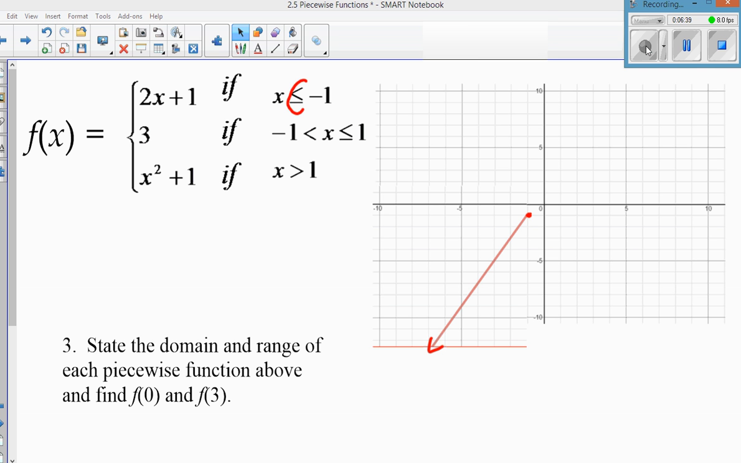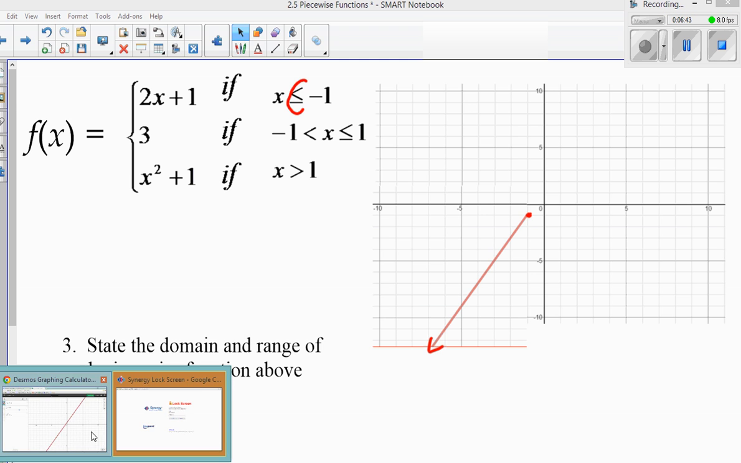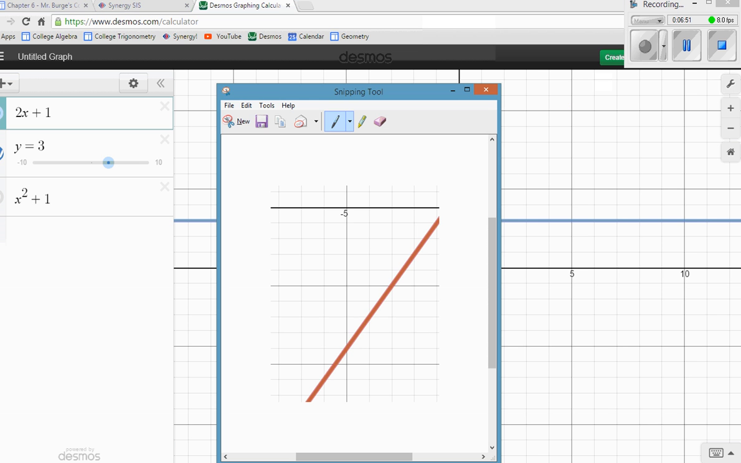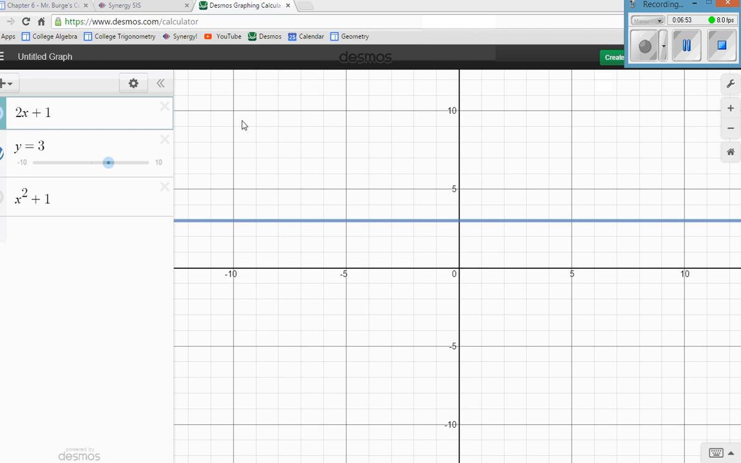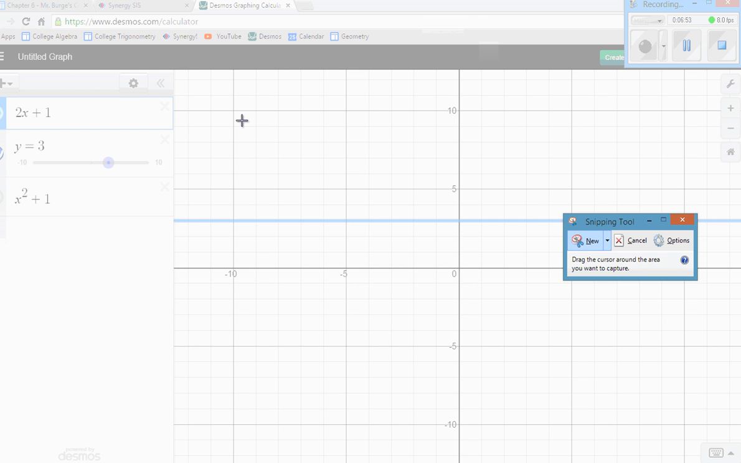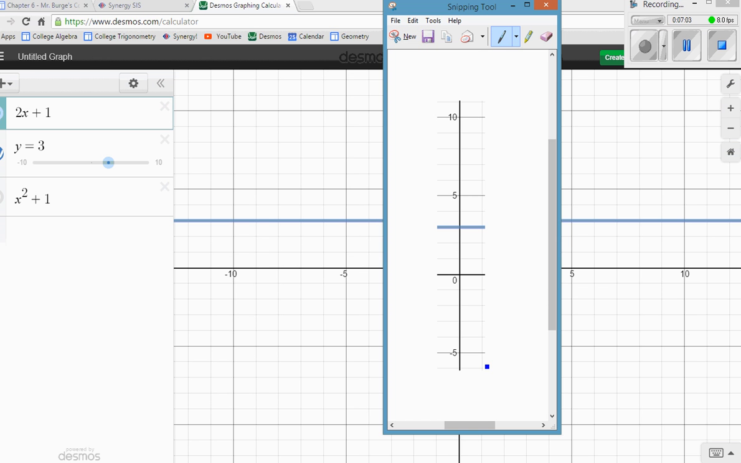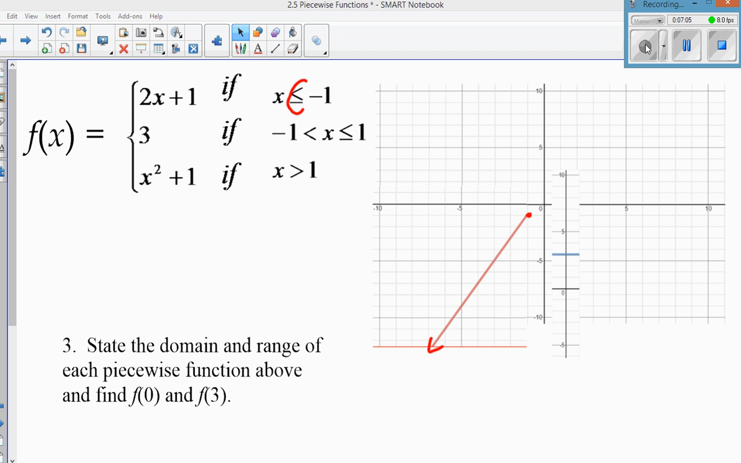So my y is going to be equal to 3 from negative 1 to 1. So again, I'm going to pull up Desmos, constant function 3 from negative 1 to 1. So I'm going to snip that interval, and from negative 1 to positive 1, that function is going to be defined there at those points. So as I paste this in here, this function here in blue is going to be defined there.